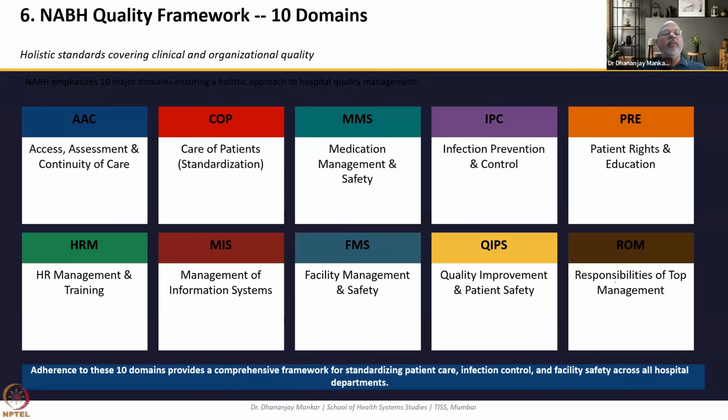Where assessment and continuity of care is seen as the very first, very important domain, the care of the patients, where standardization is more pointed, which will state that when you are expecting continuity of care, or you are giving improved access, the care of the patients, because they are all interlinked, there is medication management, IPC, infection prevention and control, patient rights and education, where you find the incidence of poor healthcare communication, HR management, HR management training emphasis, which is pointed out, and management of information, where you find technology related issues.